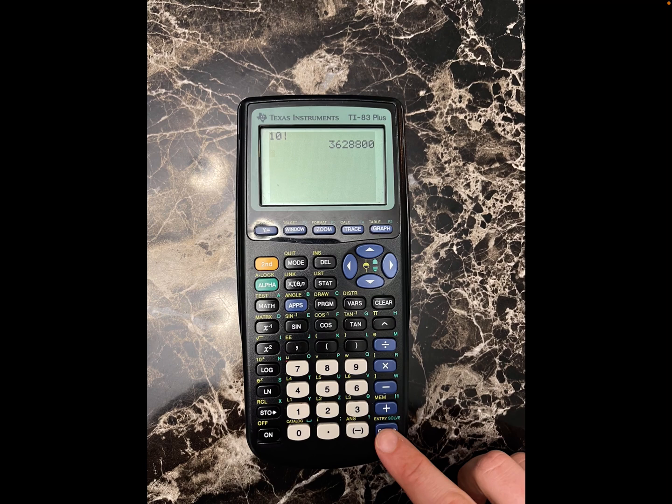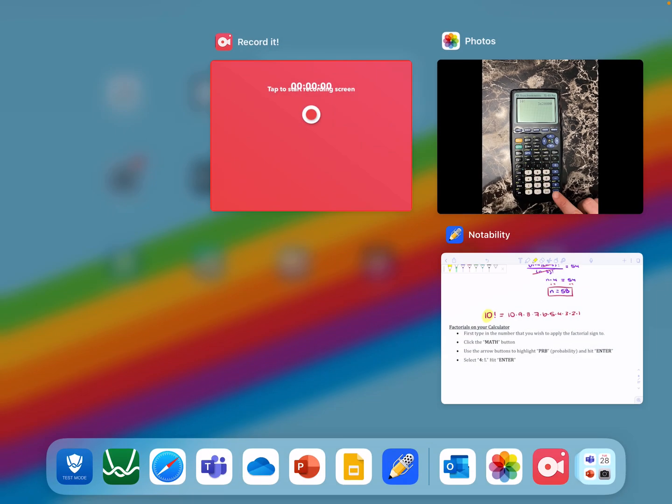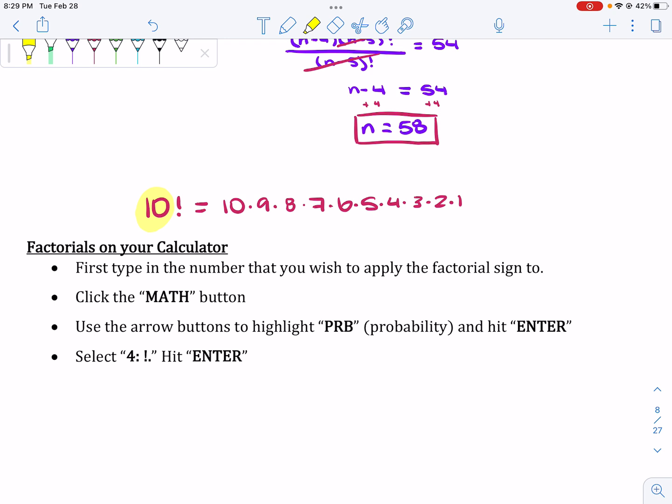Did you do it? I hope so. And hopefully when you did it, you got that same number value so that you can really trust that factorial notation is not out to fool you. And it will actually calculate it in your calculator for you. So that is that shortcut. Back to our regularly scheduled programming.